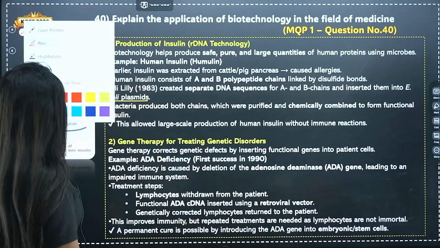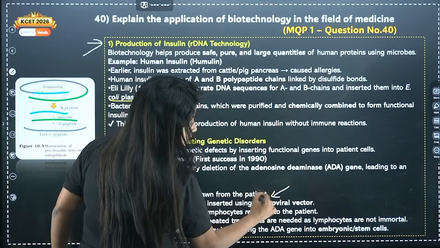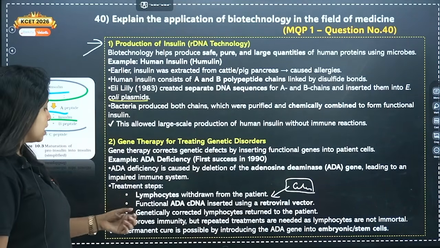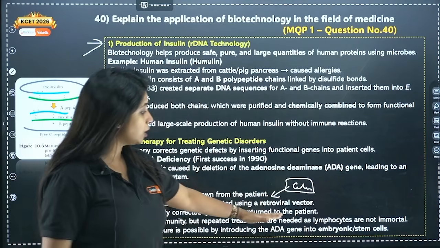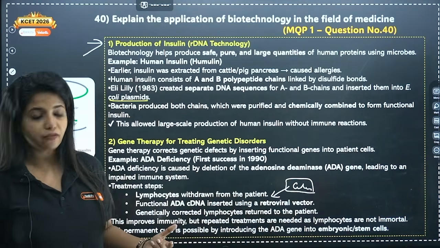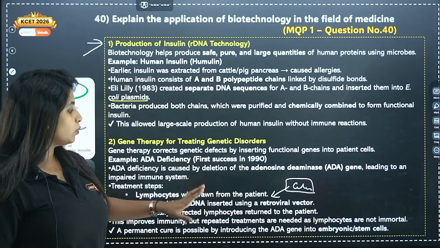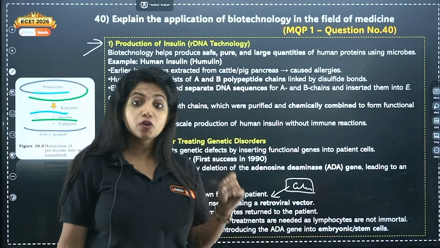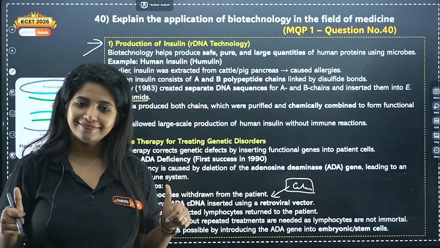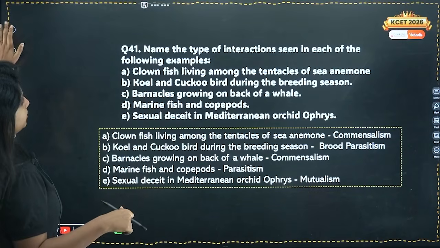Now before that, you also do culturing that comes between the first and the third step. So culturing is also important. You culture the lymphocytes, increase the number. Now this improves immunity, but repeated treatments are needed as lymphocytes are not immortal. They will die after some time. Permanent cure is possible by only introducing the ADA gene in the embryological stage or in the stem cells. That's all. Got it? Yes, ma'am.